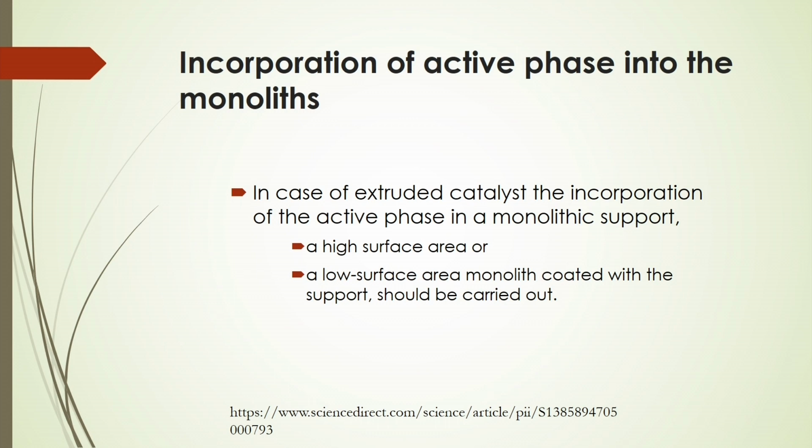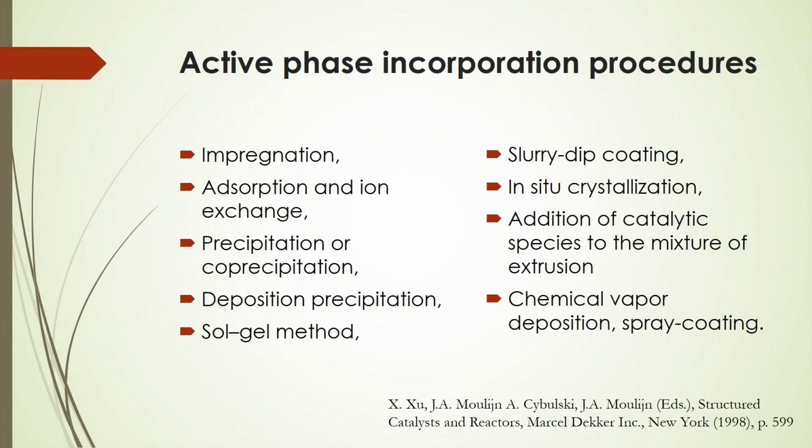After that, you have to incorporate the active phases into the monoliths. In this case, for an extruded catalyst, the incorporation of the active phases in a monolithic support, for high surface area and low surface area, that should be coated with the support, should be carried out. So, incorporation is very important for activating the surface of the monolith.